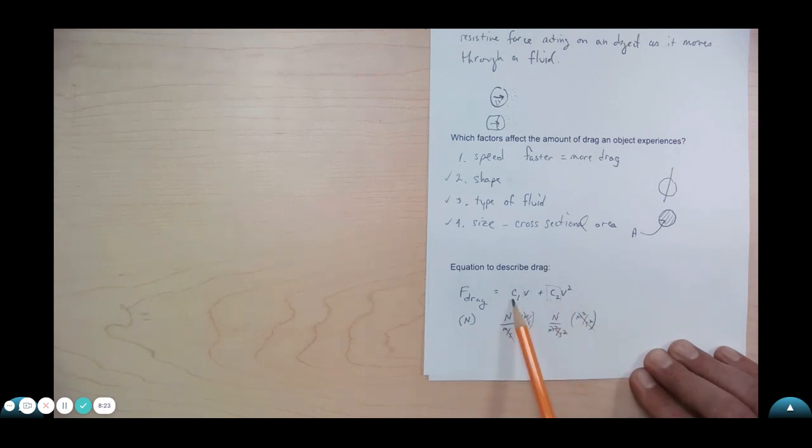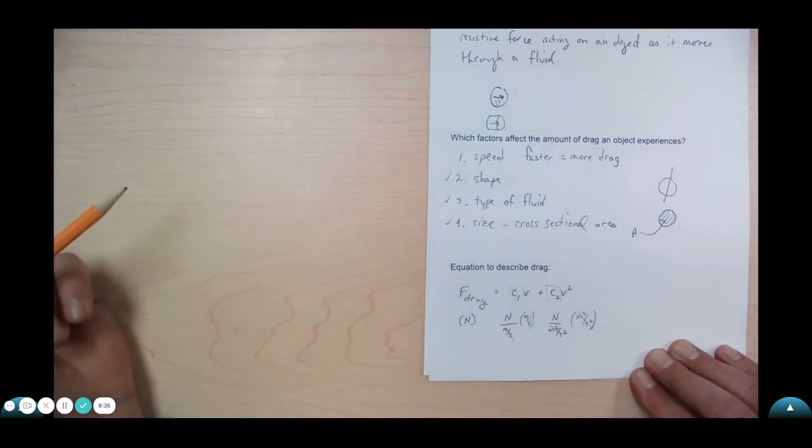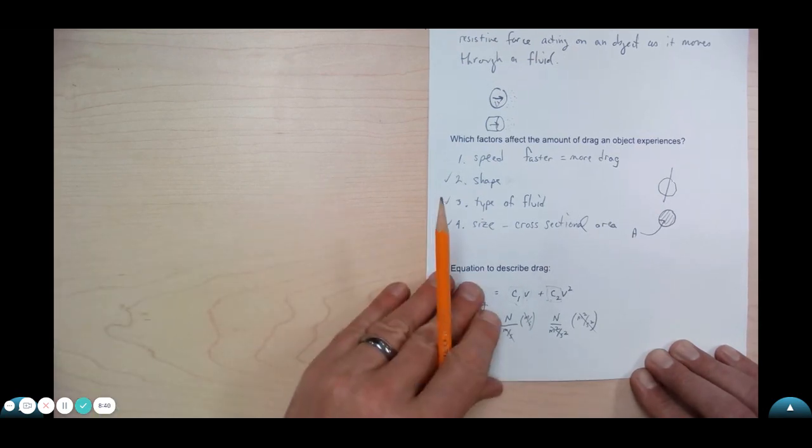So without knowing what these constants are, you would never know what doubling the speed would do to this drag force. So you don't have to do a whole lot with this equation in AP Physics. Just understand that these are the factors that affect the amount of drag, and that the direction of the drag force is always opposite the direction of motion.